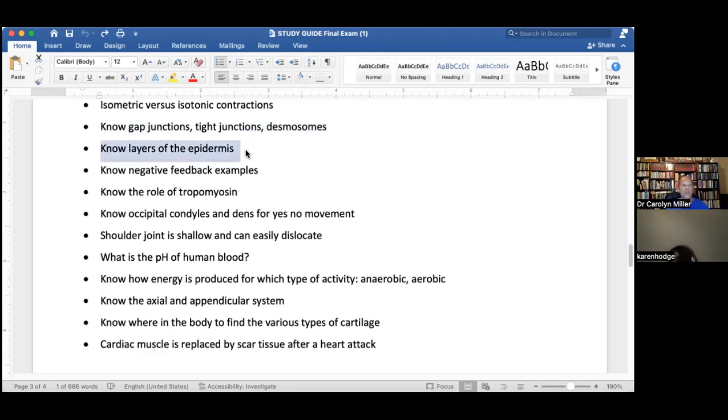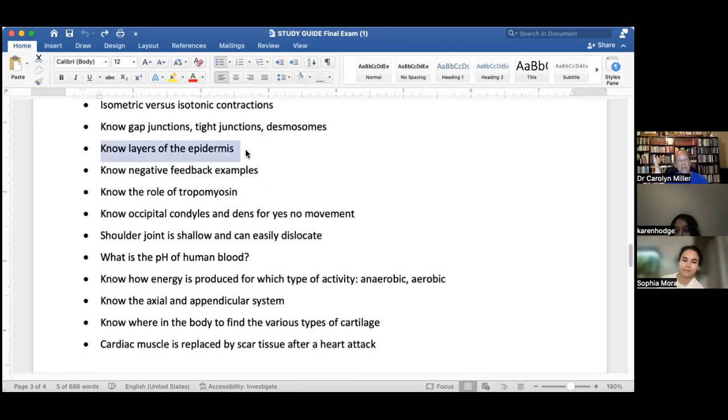Know the layers of the epidermis. Corneum is dead. Lucidum, thick skin, soles of the feet, palms of the hand. And then the first layer of viable cells is granulosum. And then we have spinosum. And then we have basal. The basal layer is where mitosis is occurring. So if I'm taking chemotherapy drugs, it's my basal layer of the epidermis that's going to be affected. The layers of the epidermis.